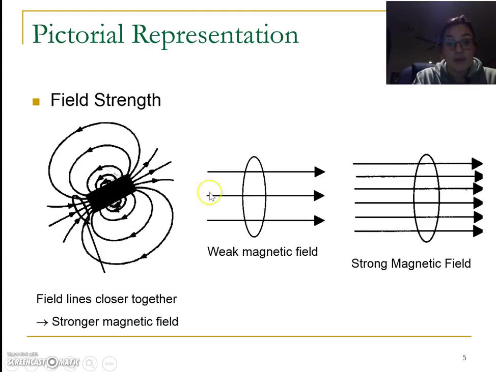As I was saying before, when the field lines are closer together, it means it's a stronger magnetic field. So in the middle here, we've got a weaker field. There's only 3 going through that area, and we have the same area over here on the right, and it actually has 1, 2, 3, 4, 5, 6 lines going through it. So same area, more lines equals stronger field.